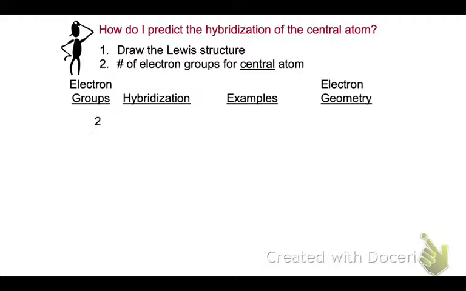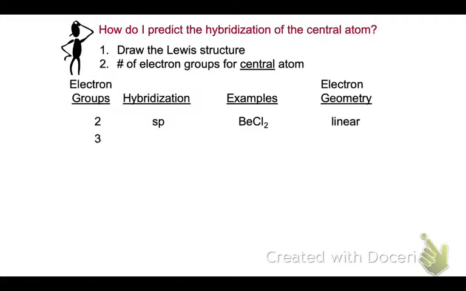If I have 2 groups, then the hybridization is sp, because I need 2 hybridized orbitals, right? So I'm going to mix 1 S with 1 P. Example will be beryllium dichloride. The electron geometry in this case will be linear.